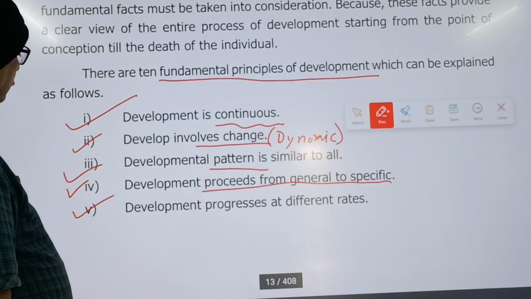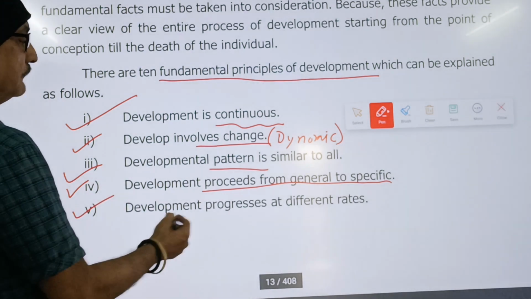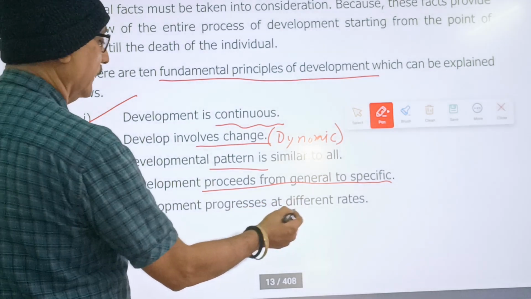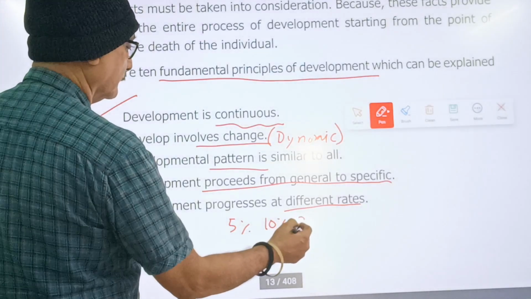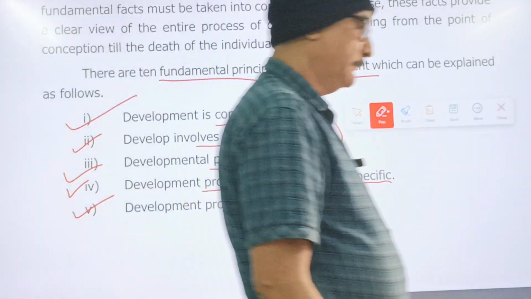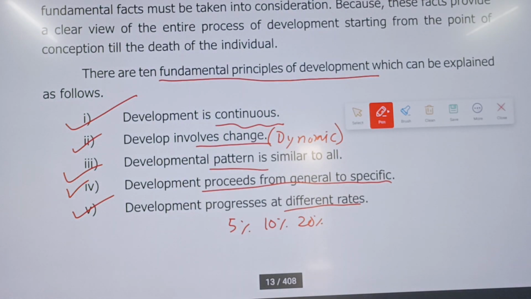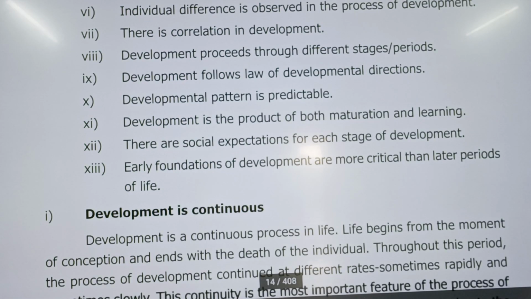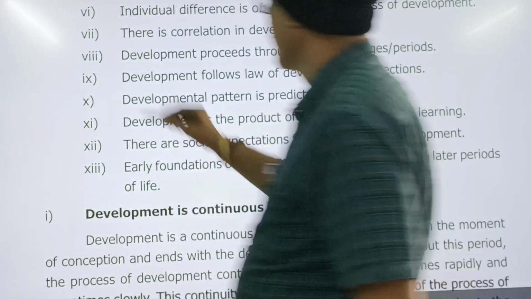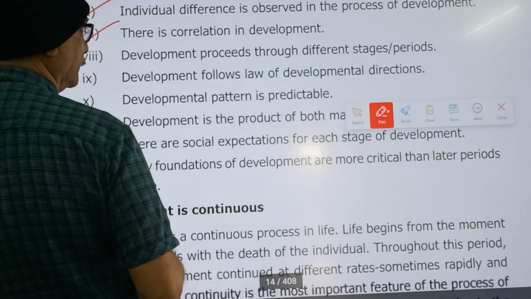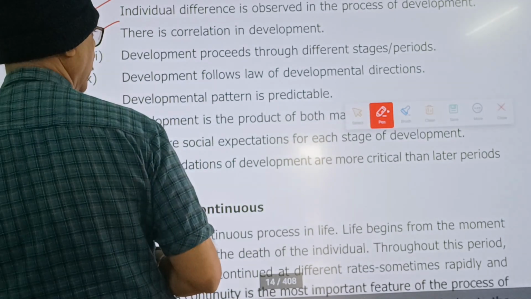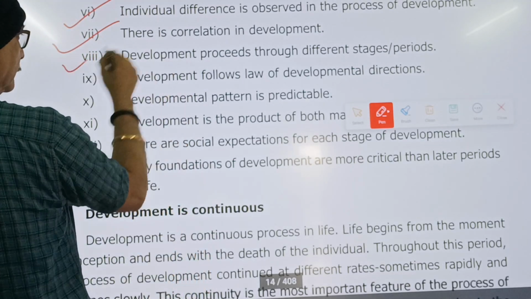And the next character is that development progresses at a different rate. It varies. Somebody 5% development, someone 10%, someone 20%. As per the efforts you make, development comes to you. Other characteristics of development: we mark individual differences here, and there is a correlative relationship, maybe direct relation, indirect relation, inverse relations. You have to focus on that.